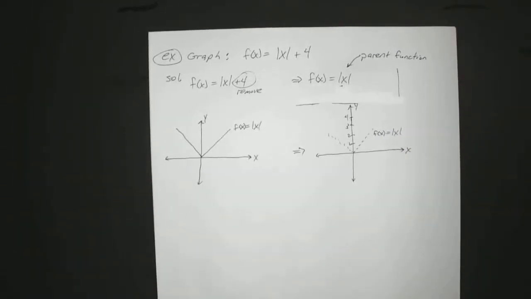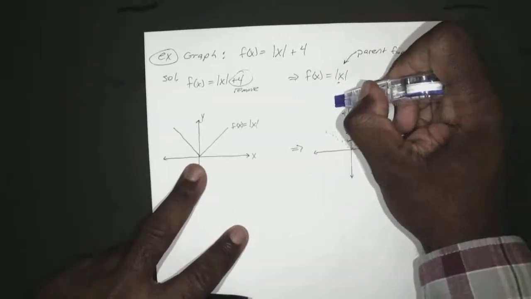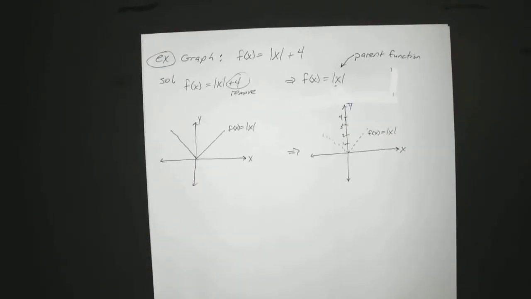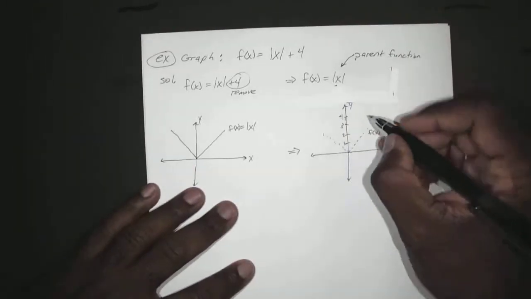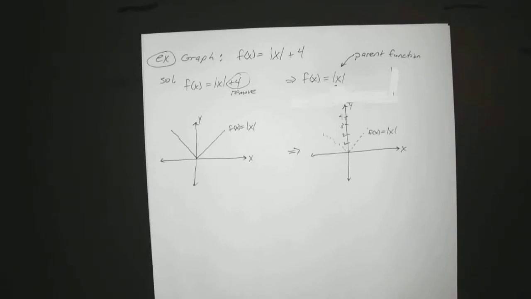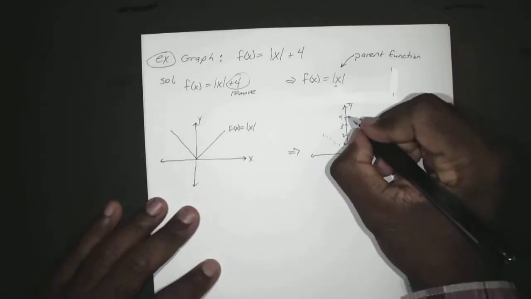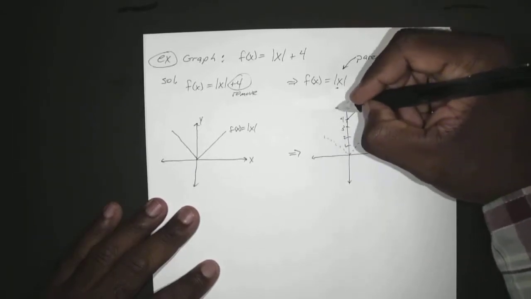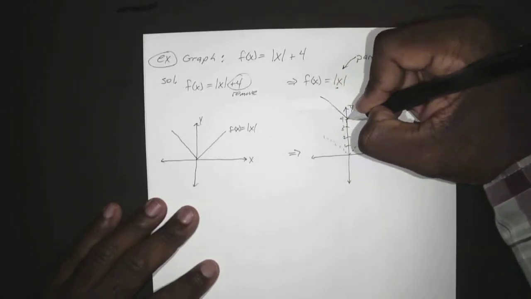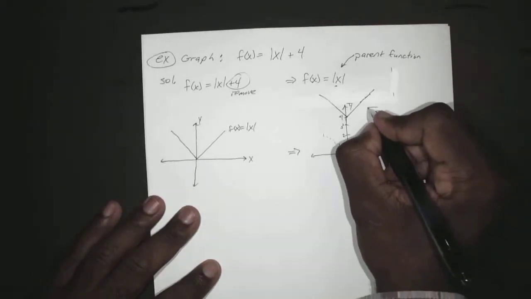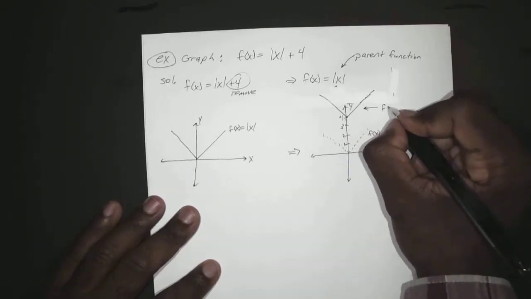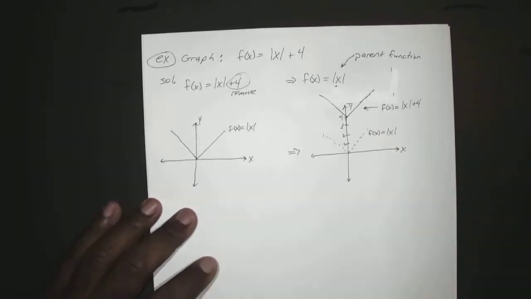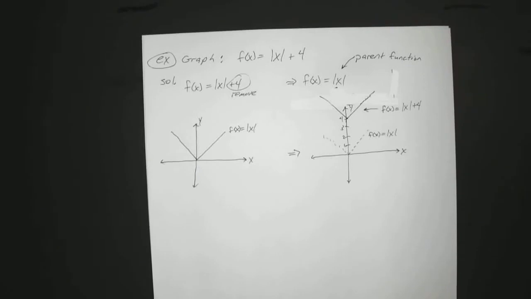Okay, so let me clear that a little bit more. There we go, that's good enough. Okay, so that absolute value of x, the whole thing just shifts right up. So now it will look like that. And that's your f of x equals absolute value of x plus 4. You just got the whole thing and moved it up 4.